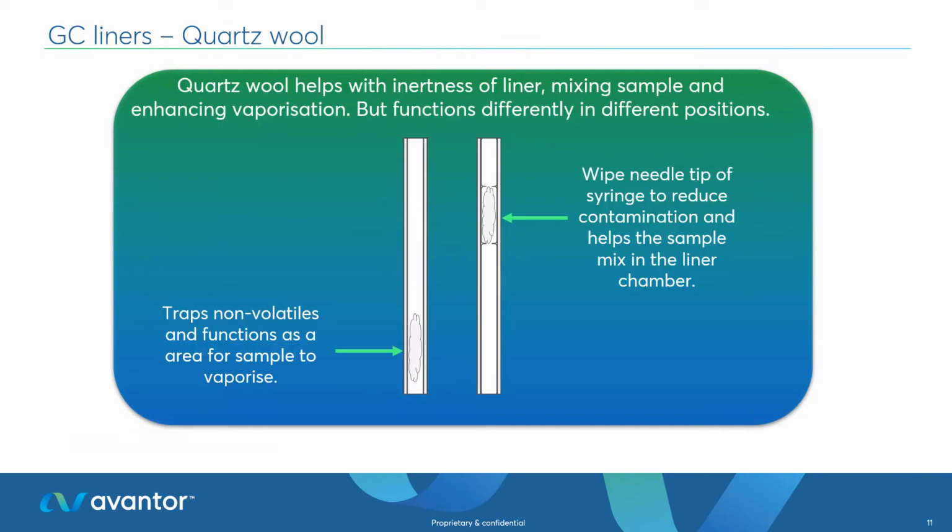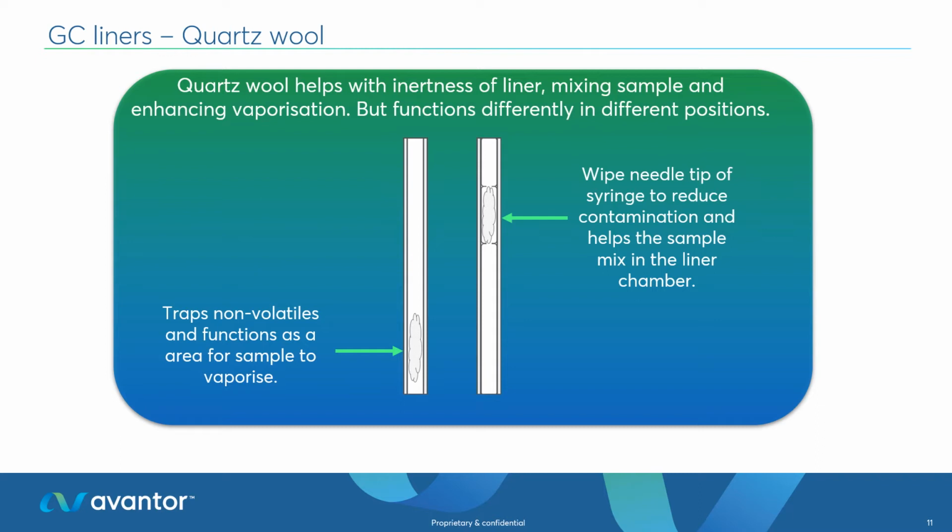I mentioned about the quartz wool. The quartz wool helps with the inertness of the liner, and it enhances the vaporization process. This it does in a variety of mechanisms. The first is that it increases the active surface area over which the vaporization can occur, and also it enables a degree of mixing of the sample to ensure that we've got a degree of homogeneity during that vaporization process.